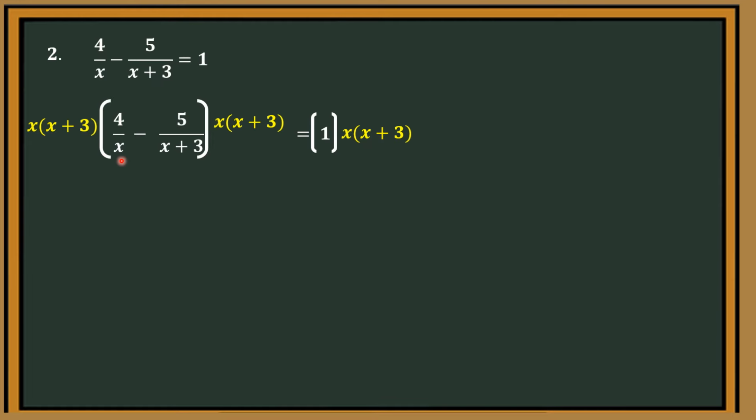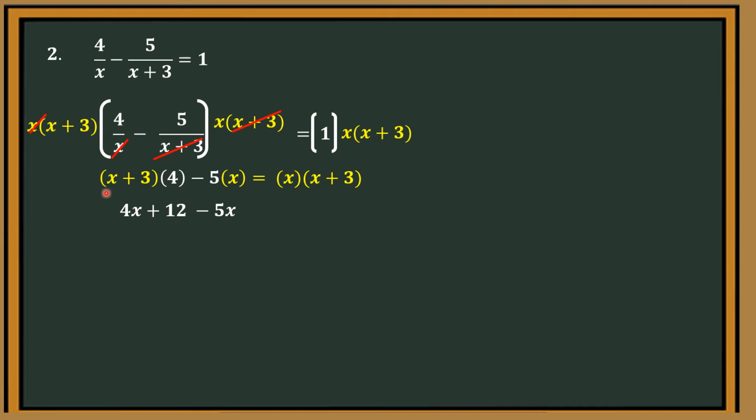Then, pwede na tayong mag-cancel ng x para mas madali tayong mag-multiply. So, matitira dito x plus 3. Sa kabila, pwede din tayo mag-cancel. So, matitira dito is x. Then, dito, wala tayo pwedeng i-cancel. Ito, pwede natin siyang i-multiply na kaagad. So, we will have now x plus 3. So, yung natira, you just copy 4 minus 5, copy x is equal to x times x plus 3. Then, multiply natin to.